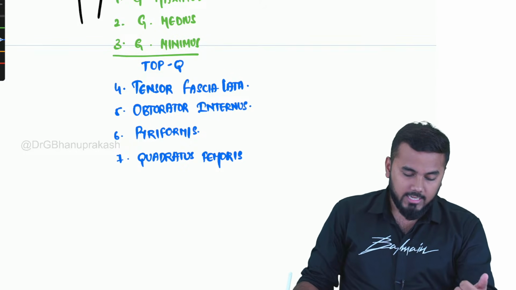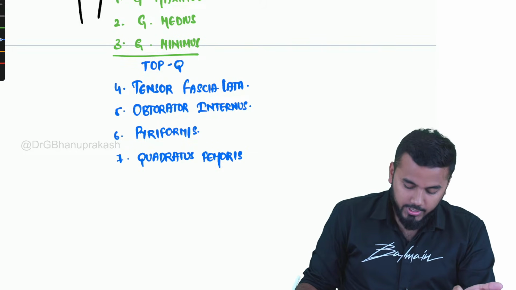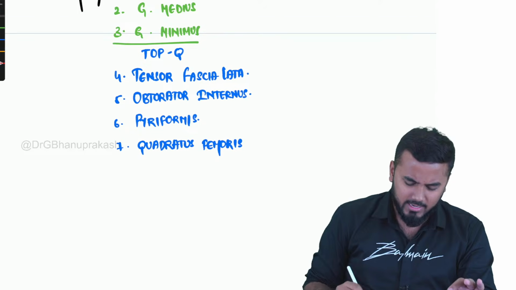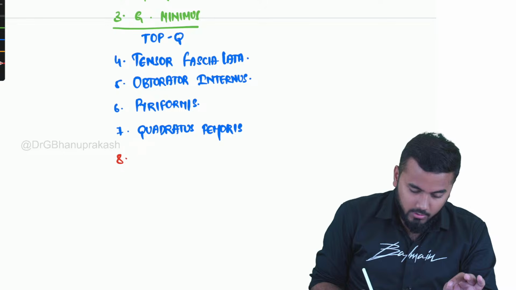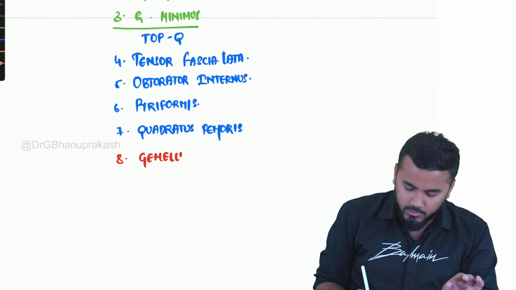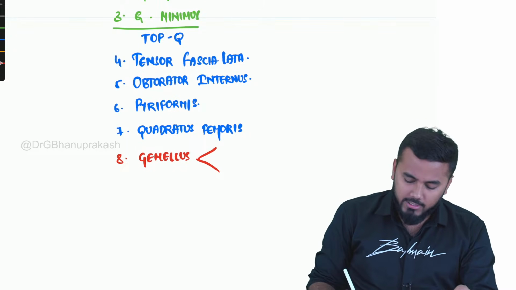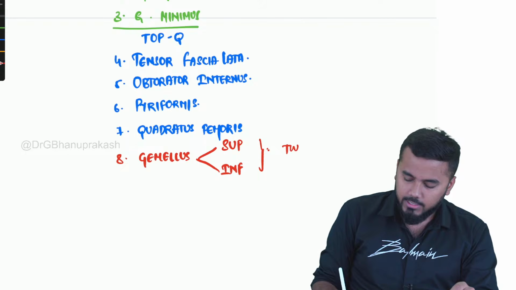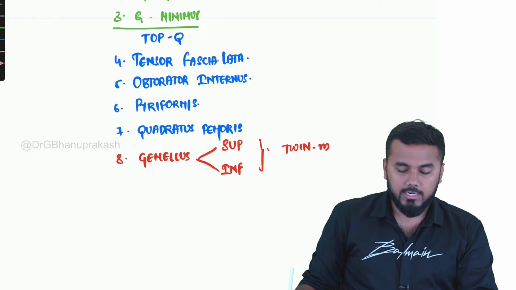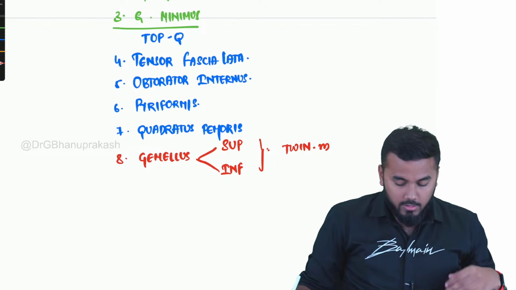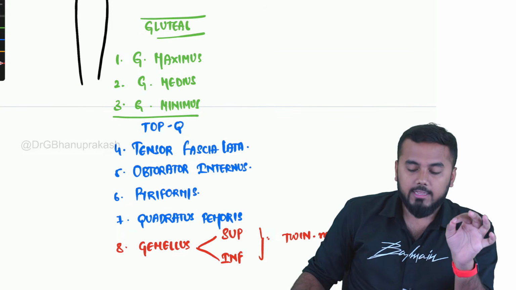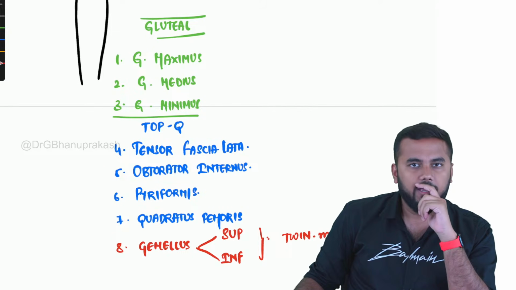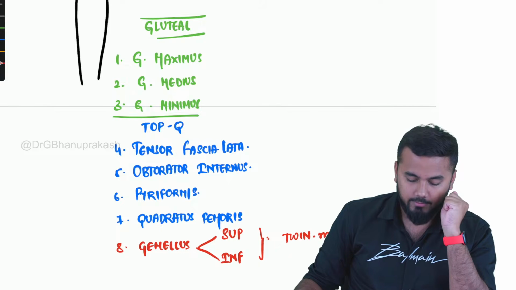So we have got tensor fascia lata, obturator internus, piriformis, quadratus femoris, and one last muscle I want you to remember, guys. They are called twin muscles. They are called gemellus. Twin means there should be two. One is called superior gemellus, one is called inferior gemellus. If someone asks you in the question, what are the twin muscles, then you definitely have to tell. Very good. So these are the muscles that are located in the gluteal region.